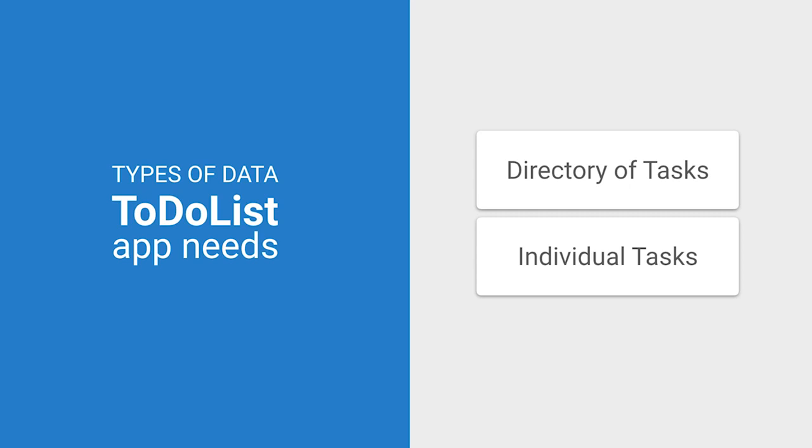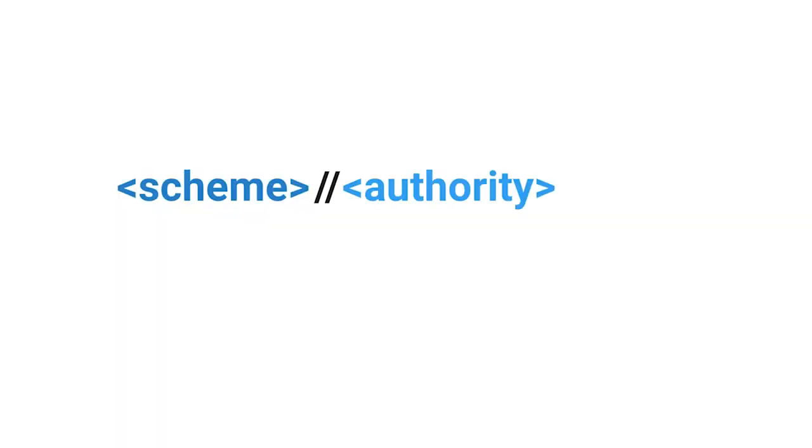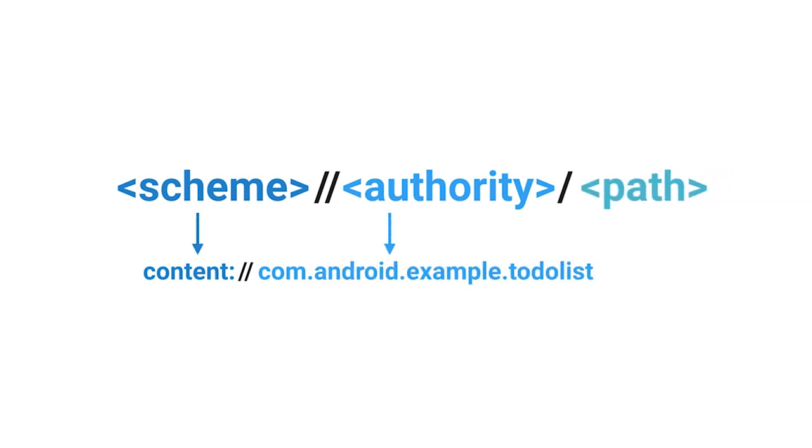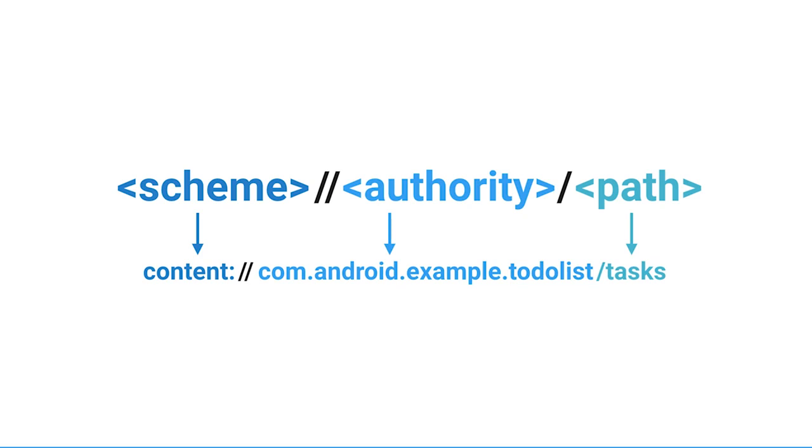Now there are guidelines for how content URIs are constructed, and you've already seen a few examples of this structure. For example, you've seen that all content URIs start with a base that includes a scheme followed by an authority. Then after that is the path that indicates the specific data you're interested in. This is the portion of the URI that will help the provider select the correct data, and this is the part you'll need to define.